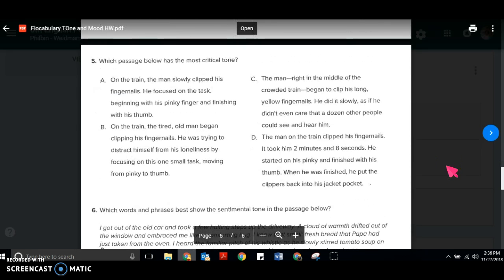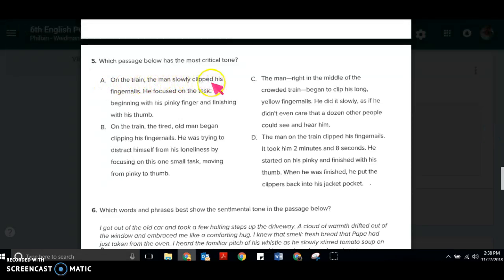Last page of your packet, number 5. Which passage below has the most critical tone? Think of critical as disapproving or negative or disapproving tone. A. On the train, the man slowly clipped his fingernails. He focused on the task, beginning with his pinky finger and finishing with his thumb.